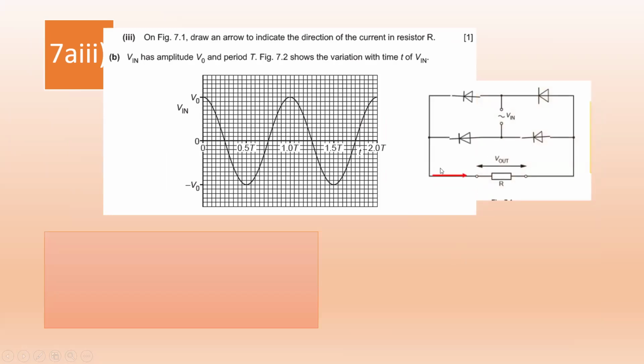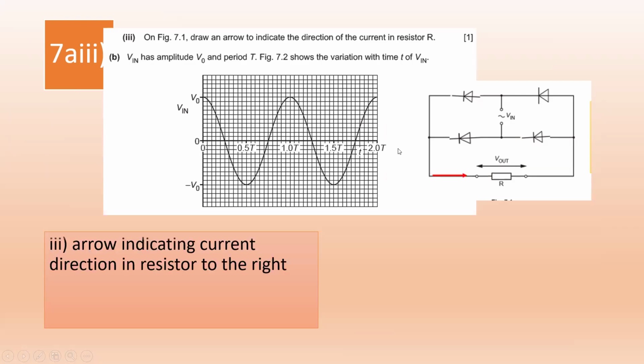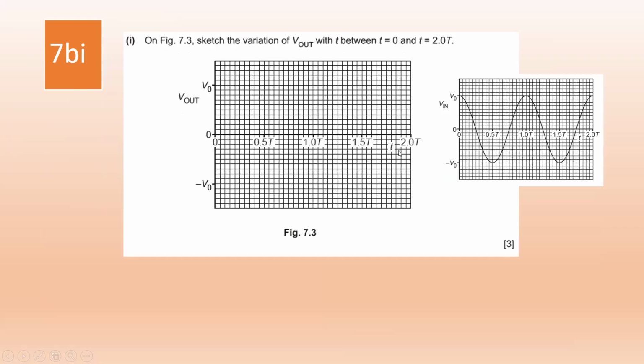Okay, that's what we have done previously. V in has amplitude V naught and period T. Figure 10.2 shows the variation with time of V in. On figure 7.3 sketch the variation of V out with time. That's your input. Output will follow, except the negative becomes positive. That negative becomes positive.